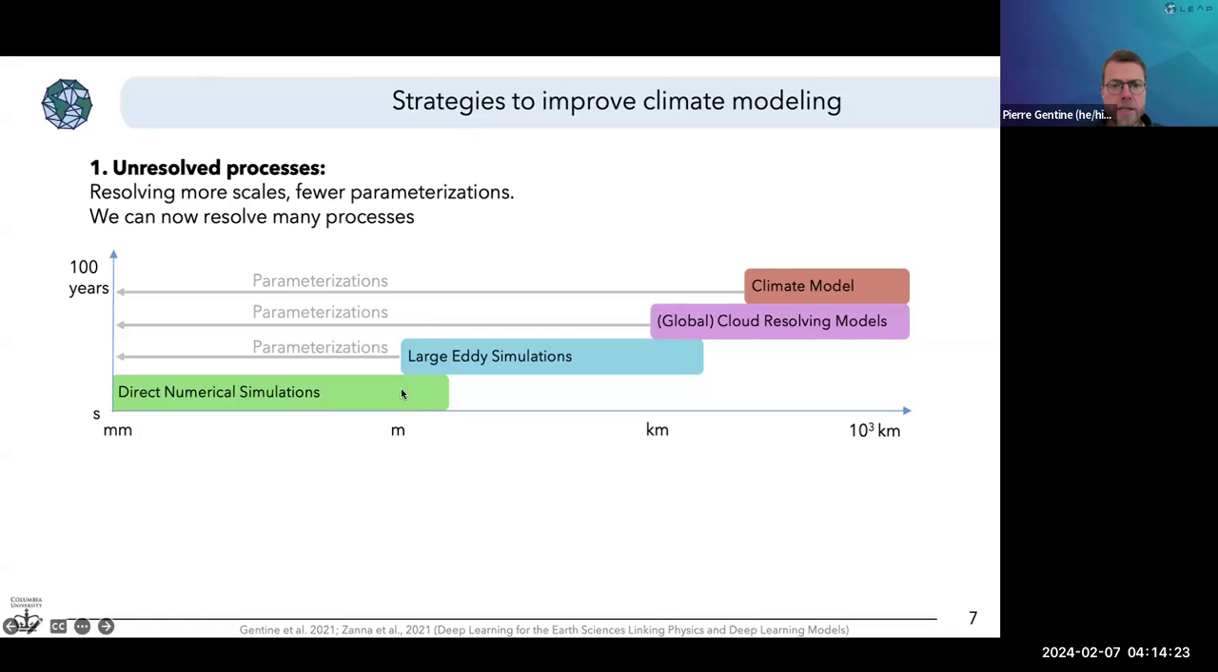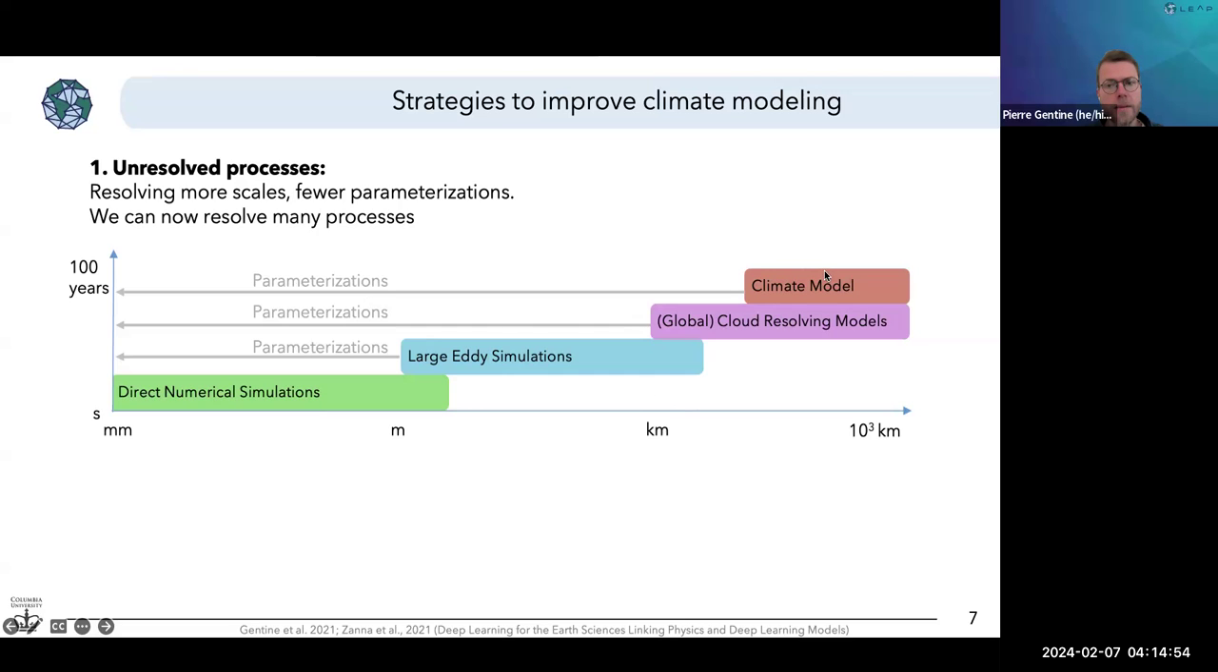But what they need is a cutoff in scale. They need to empirically represent, what we call a parametrization, the small scale eddies, right? And then we can move up in scale, right? We can go to what we call cloud resolving models, even at the global scale. So those are some of the examples I showed you on precipitation. And in that case, because they are run at a coarser resolution, which is on the order of a kilometer, they need to parameterize even more processes, like large eddies and droplets and so on and so forth.